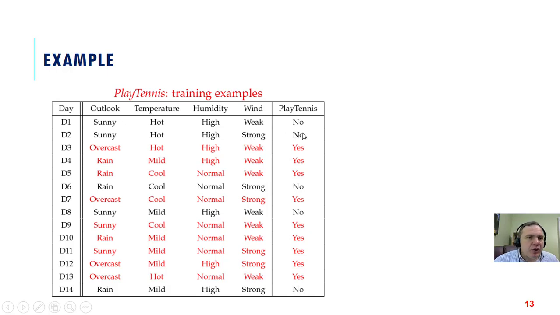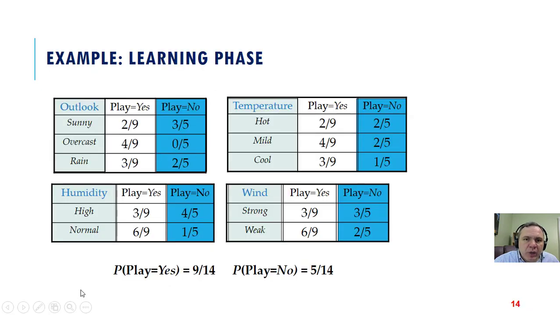Suppose on the second day, we could see that when the outlook was sunny, the temperature was hot, humidity was high, and wind was strong, people also don't play tennis, and so on and so forth. So we could collect this data set by observing the weather parameters as well as whether or not people were playing tennis. So this is our data set. It's made of 14 data points collected in 14 days.